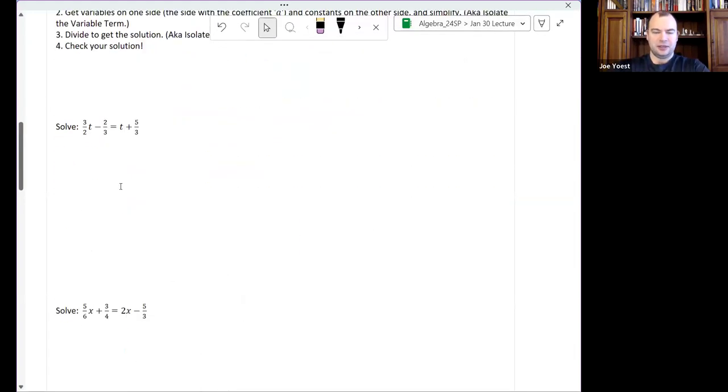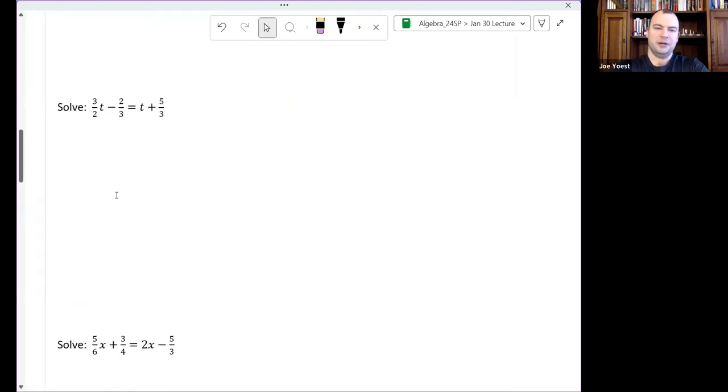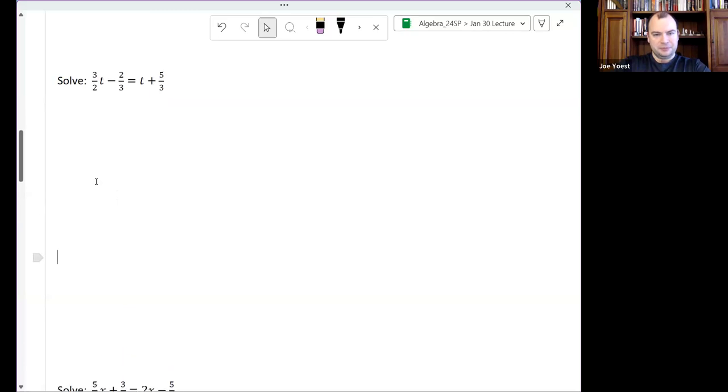Okay, so now let's look at this problem. Let me try to zoom in a little bit here. There we go. Now let's look at this problem. And here I've got a couple of things that are a little different. I suppose one thing that's a little different is I have variable terms and constant terms on both sides. So I have a little bit more work to do. My equation solving steps are going to be a little bit more complicated here. But also my clearing fractions is going to be a little bit more complicated.